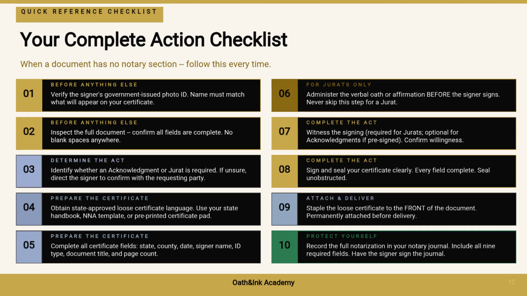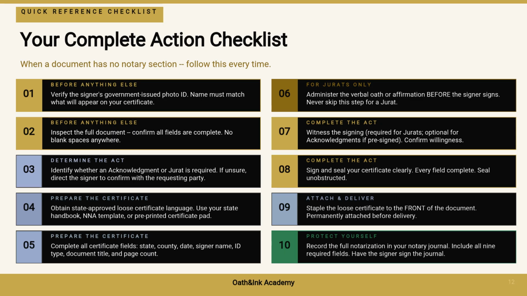Steps 4 and 5 are about preparing the certificate. Get state-approved language, and fill in every required field. Step 6 applies only to jurats. Administer the verbal oath before anything else. This is the step that trips up notaries who skip it. Don't.